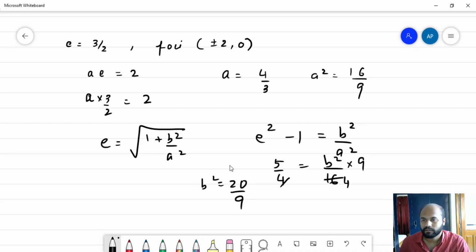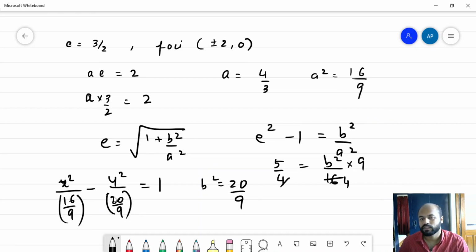Once we understand this, we can now write the equation, that is x square by 16 by 9 minus y square by 20 by 9 is equal to 1. It's better to keep it this way because this is of the form x square by a square minus y square by b square is equal to 1. Also, one can write it by simplifying it as 45x square minus 36y square is equal to 80.